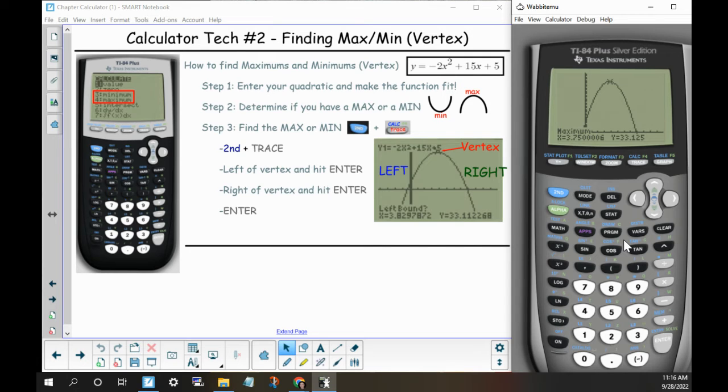Our vertex is 3.75, 33.125. So our vertex, as we just discovered, will be 3.75, 33.125.